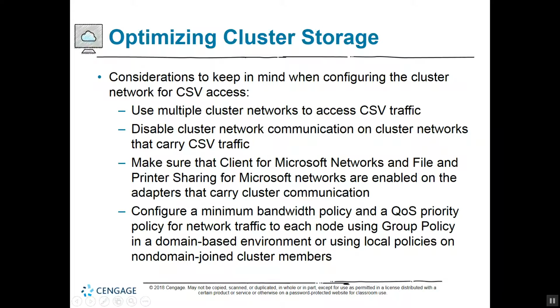Now, we can optimize cluster storage, and there are considerations that we need to keep in mind when configuring the cluster for the CSV access. We're going to use multiple cluster networks to access CSV traffic, disable cluster network communication on cluster networks that carry CSV traffic, make sure the Client for Microsoft Networks and File and Printer Sharing for Microsoft Networks are enabled on the adapters that carry cluster communication, and configure minimum bandwidth policy and QoS priority policy.